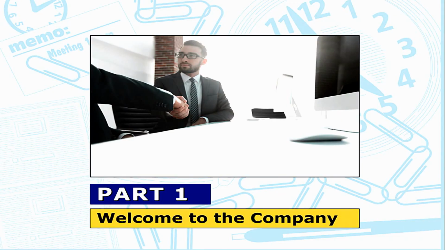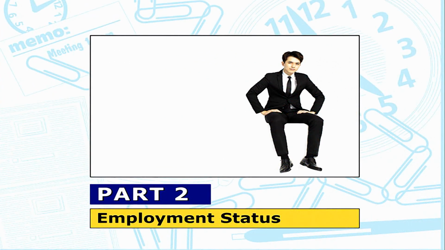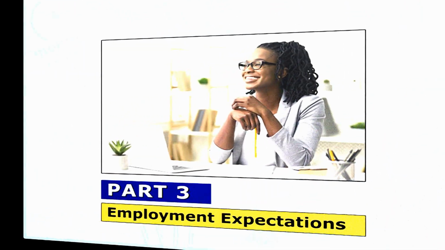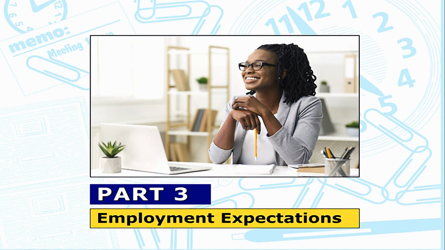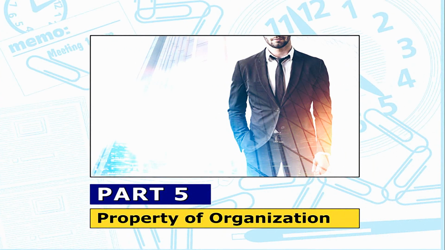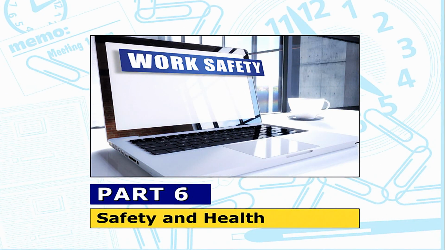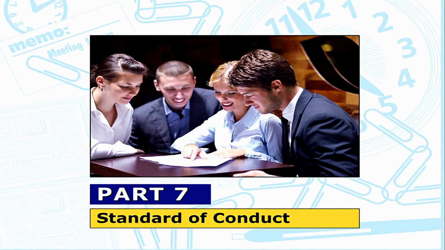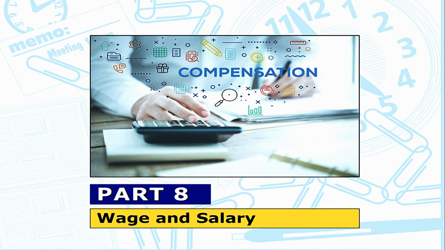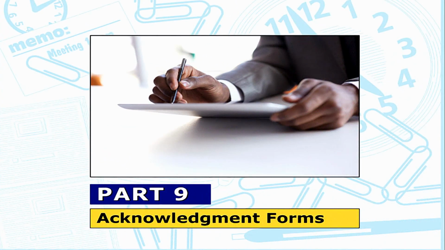Part 1. Welcome to the company. Part 2. Employment status. Part 3. Employment expectations. Part 4. Employment benefits. Part 5. Property of organization. Part 6. Safety and health. Part 7. Standard of conduct. Part 8. Wage and salary. Part 9. Acknowledgement forms.